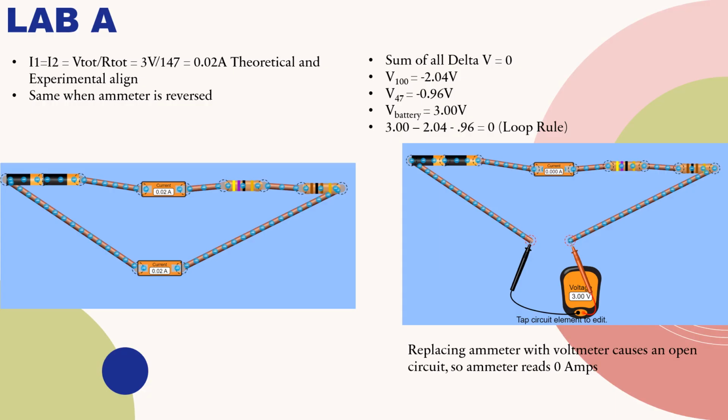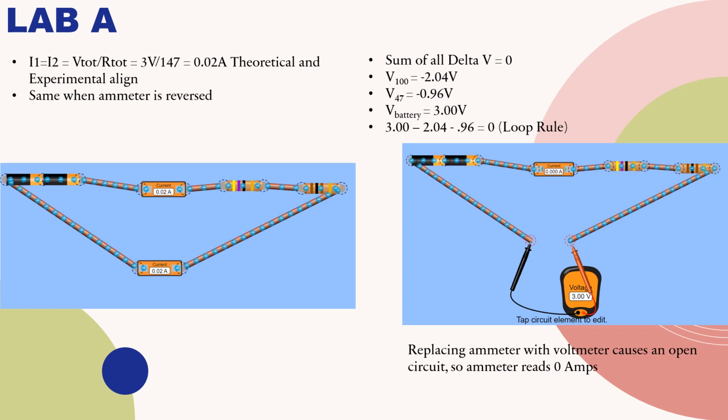For Lab A, we use two batteries in series connected to two capacitors and two ammeters. The theoretical current before and after the capacitors should both be 0.2 amps, as that is our voltage divided by our total resistance, and our experiment shows that. It's the same when the ammeters are reversed.